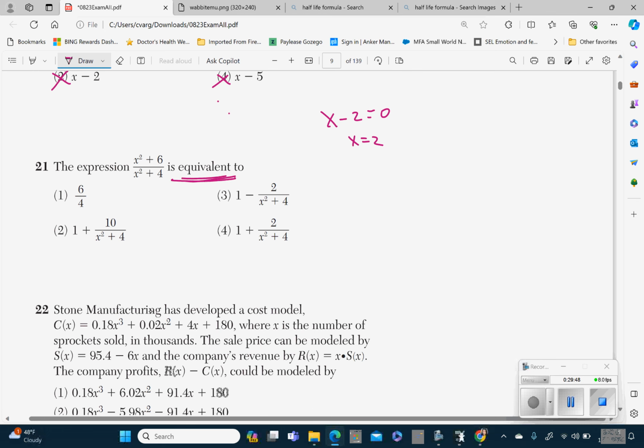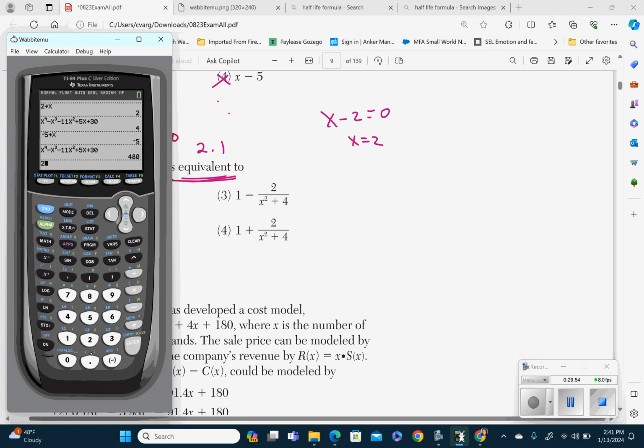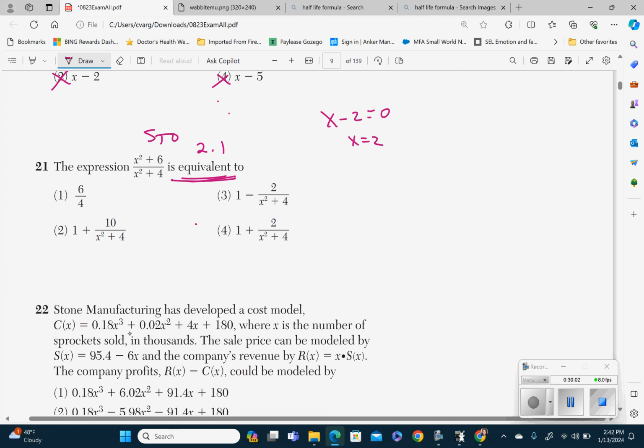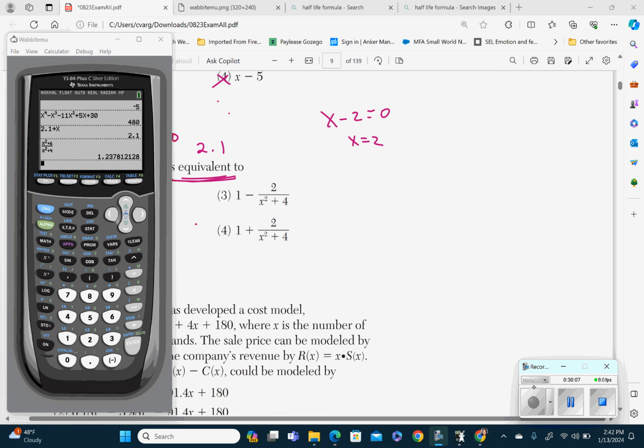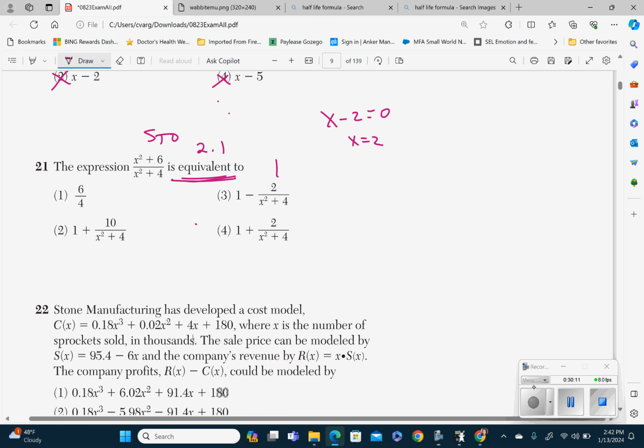I can use the store button. So store a number in, I usually use 2.1. So I'm going to take my 2.1, store it in for X. I forgot to press the store button, which some of you might do. And then I'm going to plug in my original, which is x squared plus 6, right? So the magic number that I need to look for is 1.2378. So automatically option number 1 does not work.